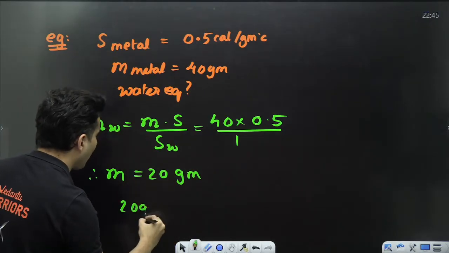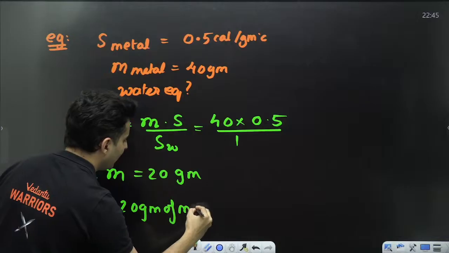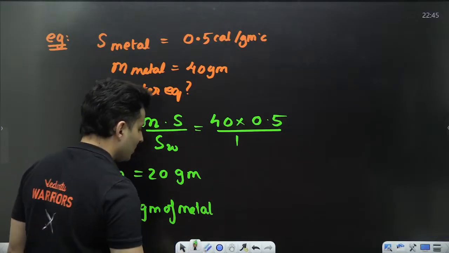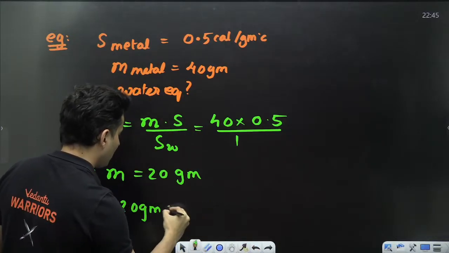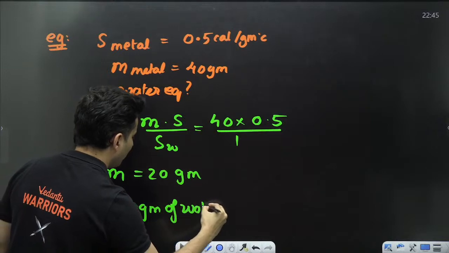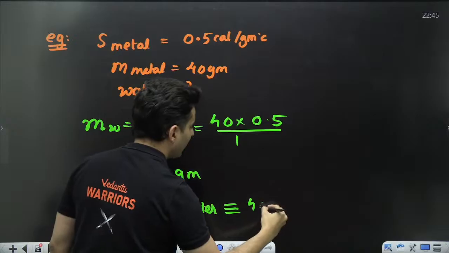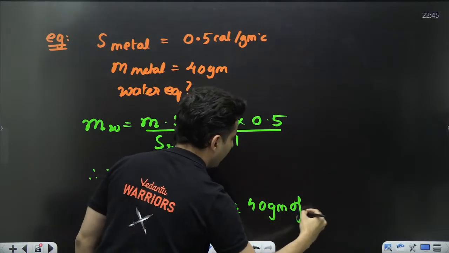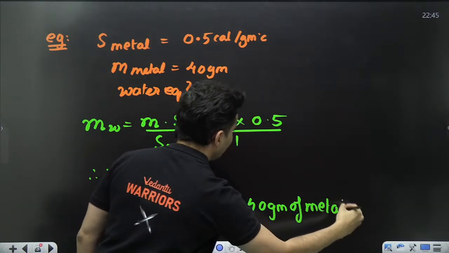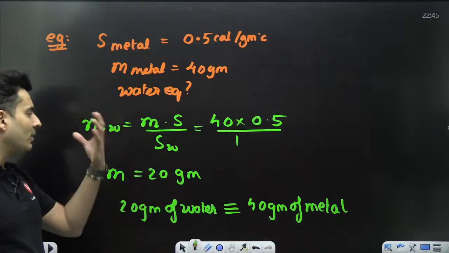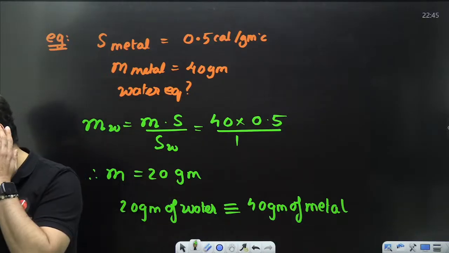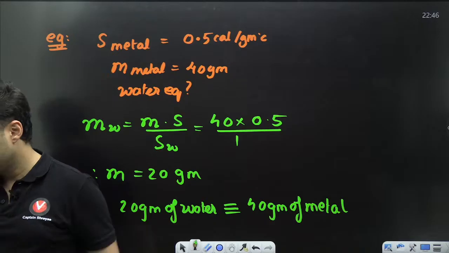So 20 grams of water is like 40 grams of that metal. That is the meaning of water equivalent.